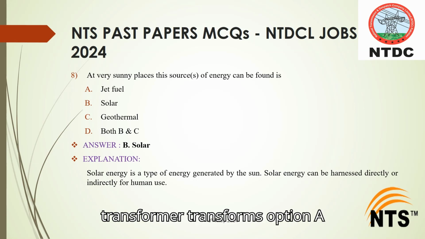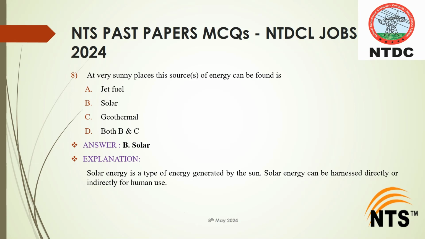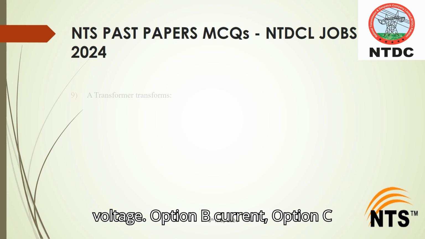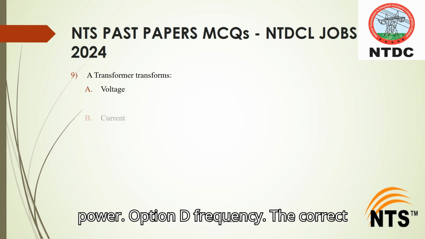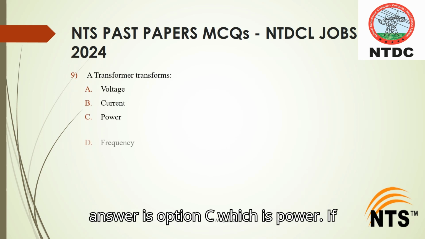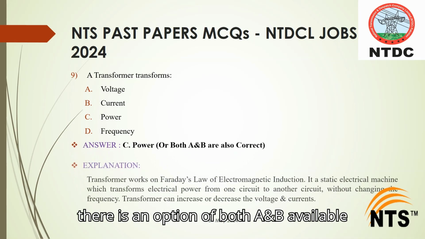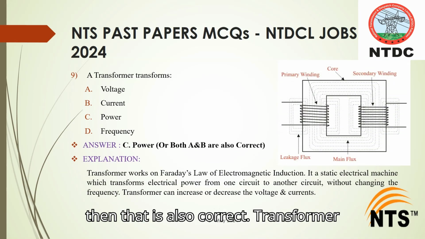Next question. A transformer transforms: Option A, voltage. Option B, current. Option C, power. Option D, frequency. The correct answer is option C, which is power. If there is an option of both A and B available, then that is also correct.